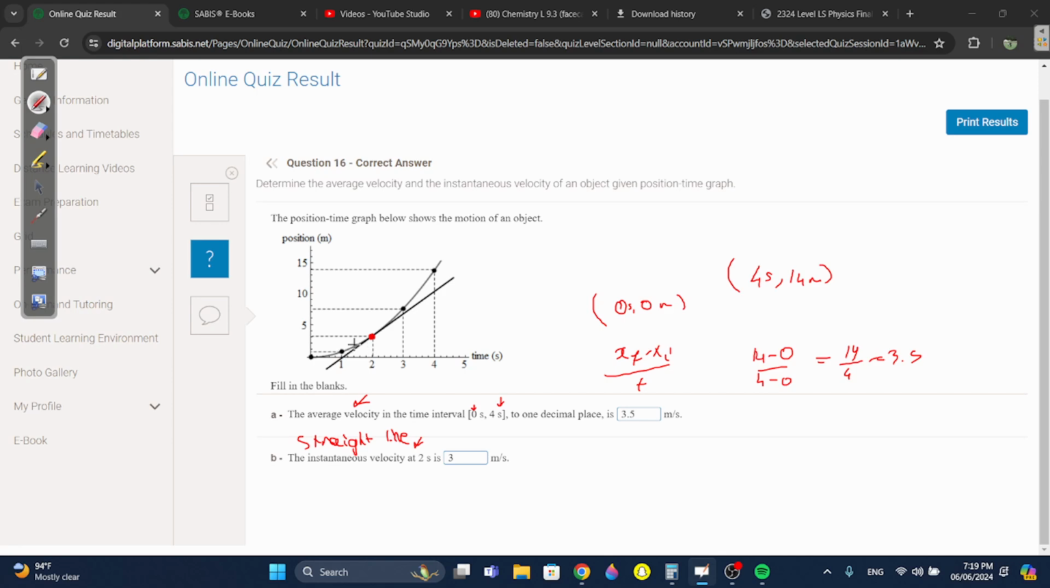Do I just do 2 divided by 3? Or 3 divided by 2? No. You're going to take another point. The easiest point, in my opinion, here would be this one at 1. At 1 second, it's at 0 meters. And here at 2 seconds, it's at 3 meters. Find the displacement. 3 minus 0, over 2 minus 1 equals 3. So 3 meters per second.